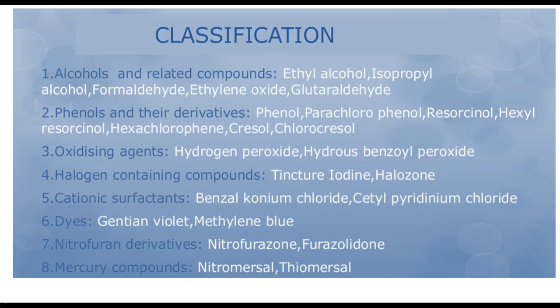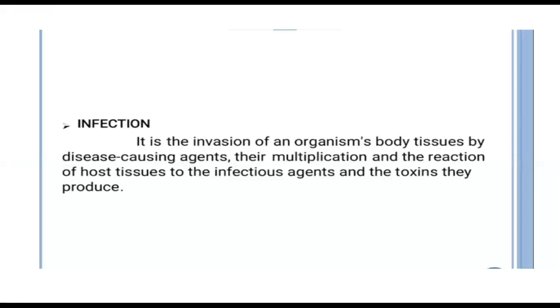Halogen containing compounds, we have tincture iodine and halazone. Cationic surfactants: benzalkonium chloride, cetyl pyridinium chloride. Dyes: we have gentian violet, methylene blue. Nitrofurans: we have nitrofurazone, furazolidone. Mercury compounds: nitromersol and thiomersal.